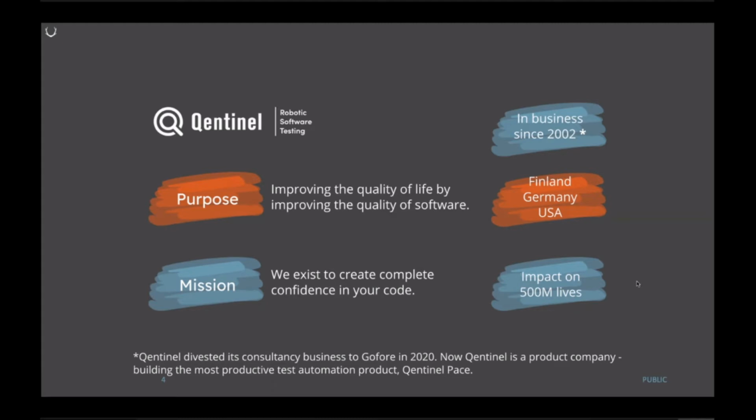Because we've had some really big clients, our impact is at least 500 million people. I think it's even more now, as some of those bigger companies are our clients. For example, Kone, which is an elevator company, you might see a lot of their escalators everywhere.